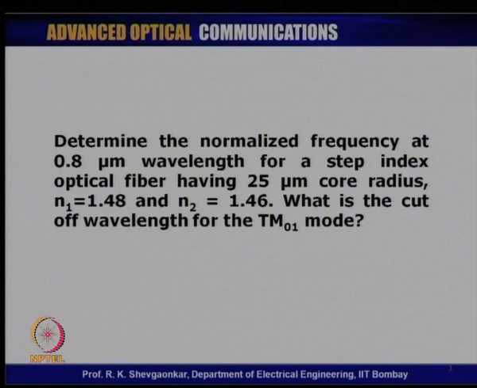Now, in this problem, it asks: determine the normalized frequency at 0.8 micrometer wavelength for a step index optical fiber having 25 micrometer core radius. N1, which is the refractive index of the core, is 1.48, and N2, the refractive index of the cladding, is 1.46. It is also asked what is the cutoff wavelength for the TM01 mode.